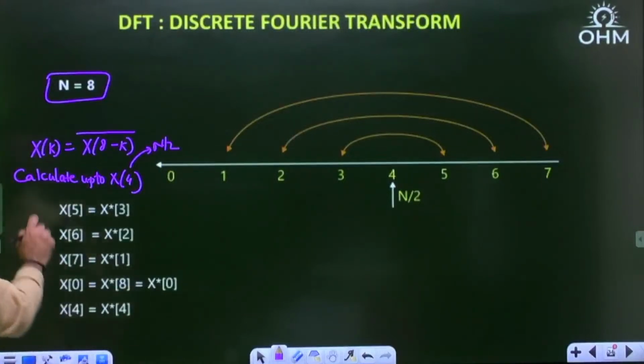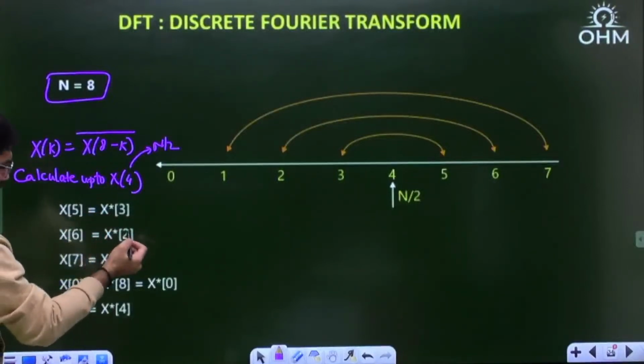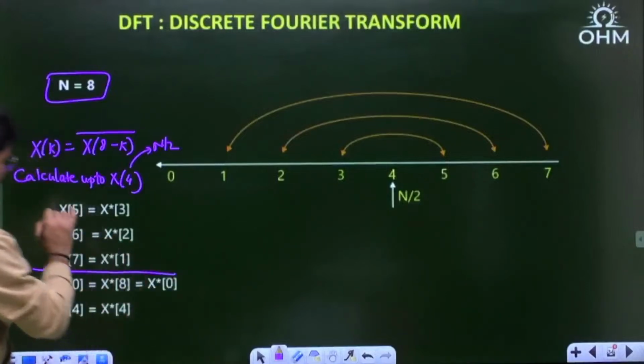Okay, then what is x5? Okay, 8 minus 5, 3. So x5 is the conjugate of x3, x6 is the conjugate of x2, x7 is the conjugate of x1. That's it. This much is important. Note these three.